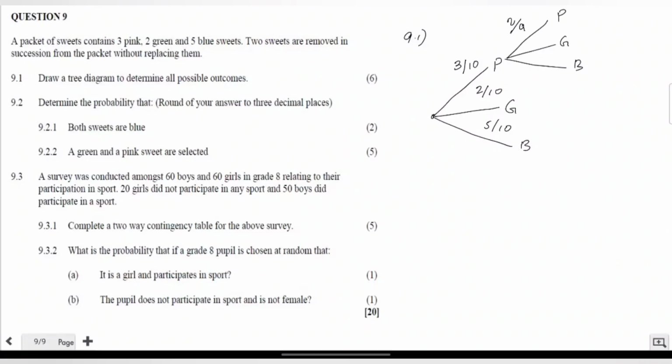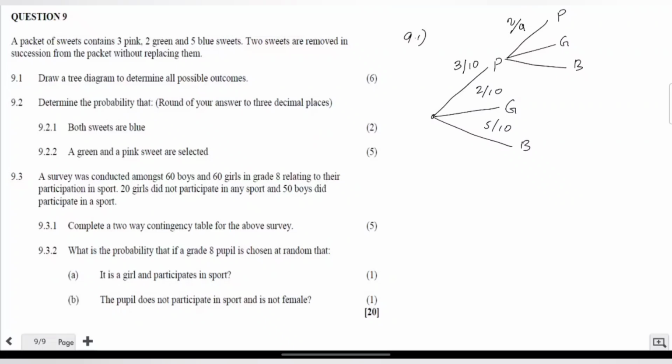Okay, if it is with replacement, then that one is going to be again 3 by 10, because the first one has to go back. So sample space is still 10, then pink is still 3. But here, without replacement, when you go for the second one, only 2 of them are remaining out of 3. Clear?